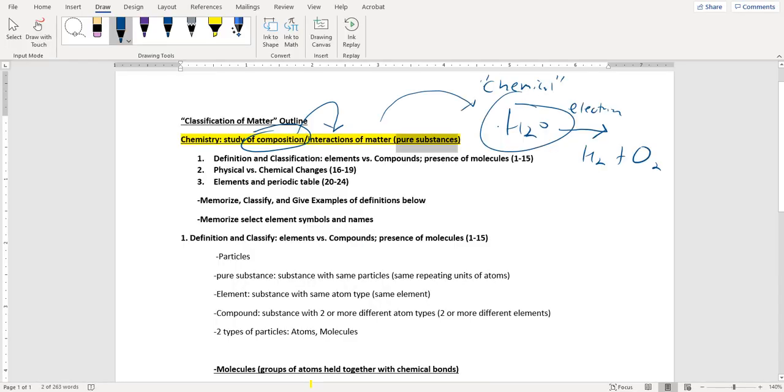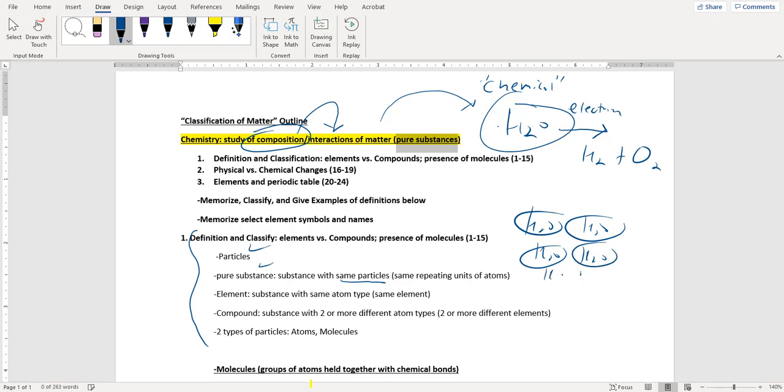So let's take a look at our outline. I have it broken down here for definitions. We just talked about particles. So those are just the generic objects that a pure substance is made up of. And then pure substances. A pure substance is made up of the same particles. So for example, water is made up of the same water particles, H2O, H2O, H2O. Now we're going to go into elements and go into compounds.